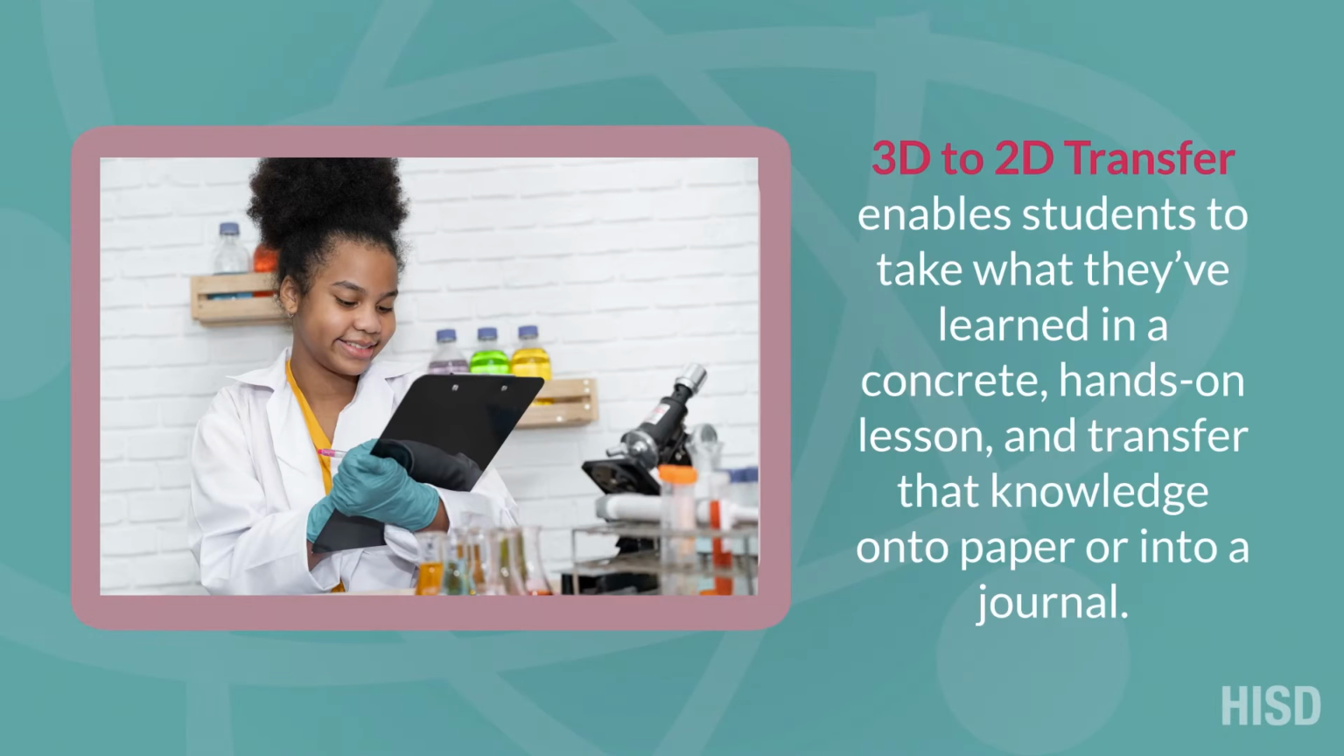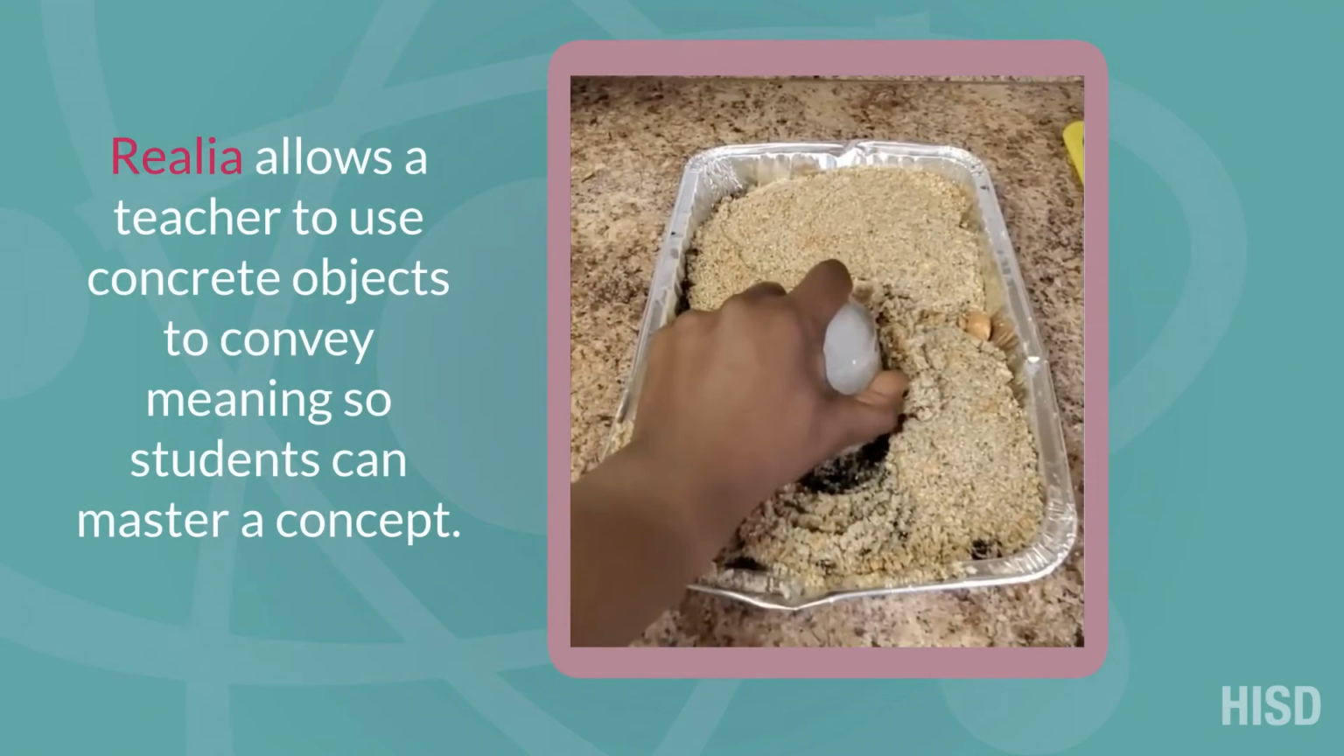3D to 2D transfer enables students to take what they've learned in a concrete, hands-on lesson and transfer that knowledge onto paper or into a journal. Realia allows a teacher to use concrete objects to convey meaning so students can master a concept.